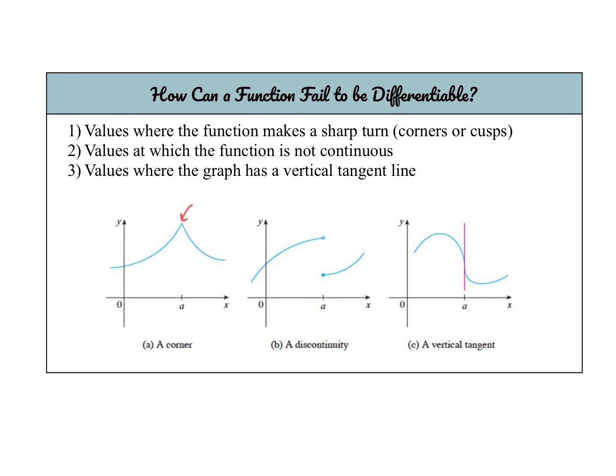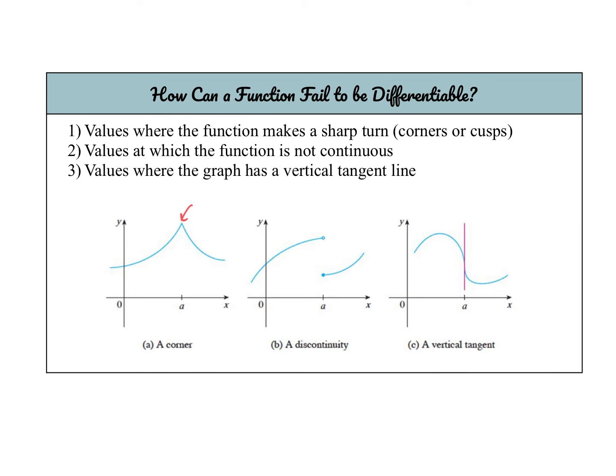It could be differentiable for the rest of the function, but it would not be differentiable when it makes that sharp turn. Another scenario where your graph would fail to be differentiable is when the graph is not continuous, and that does have to do with that definition that we talked about earlier. So if a graph is differentiable, then it is continuous. So therefore, if it's not continuous, it's definitely not differentiable. So if you have something like this, it will not be differentiable when x is equal to a.